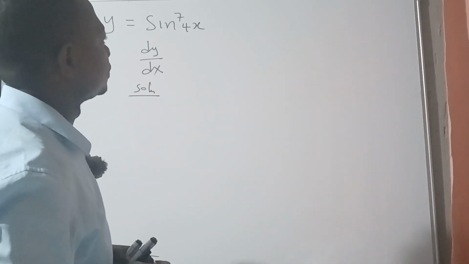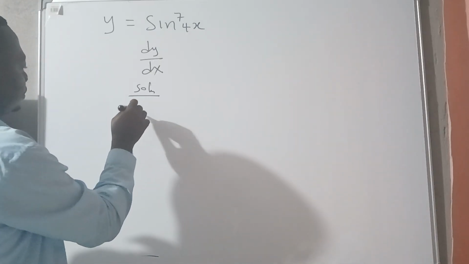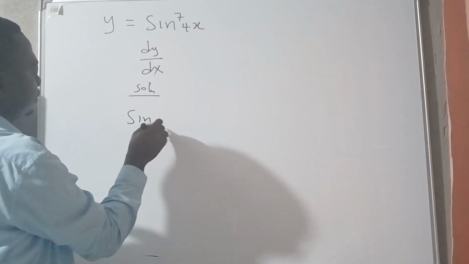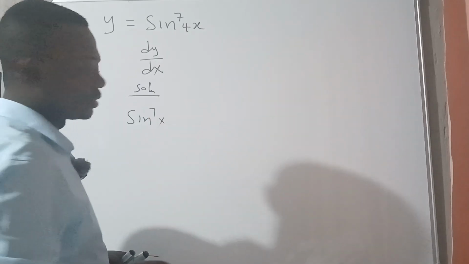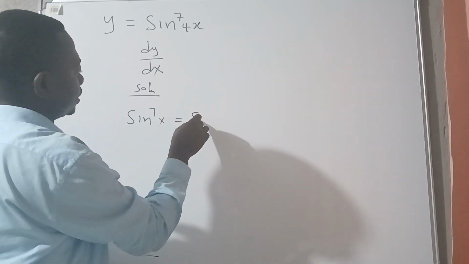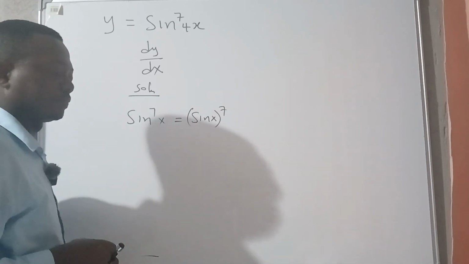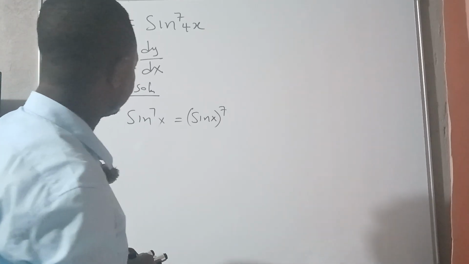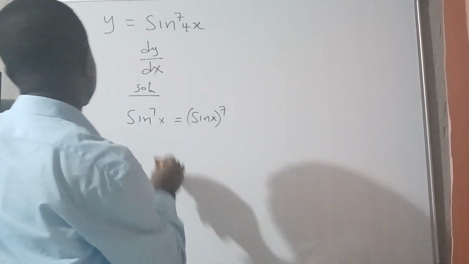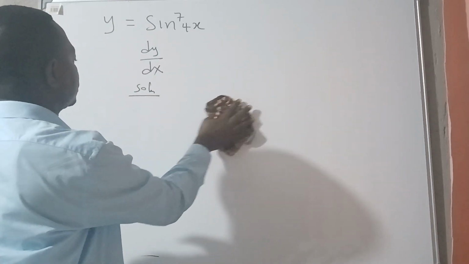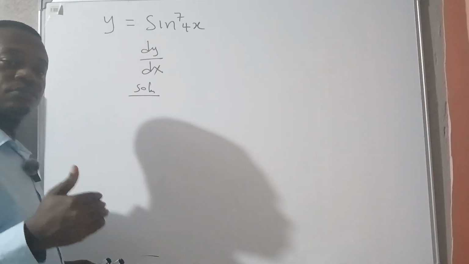Before we get started, let's understand that sine to the 7th power of x is the same as sine x, all to the power of 7. That's the meaning. So what we are going to do here is very simple. We are going to apply the chain rule method.